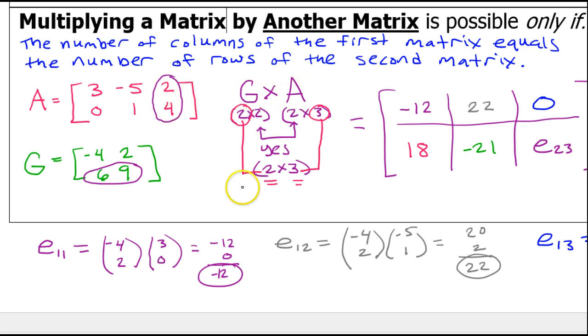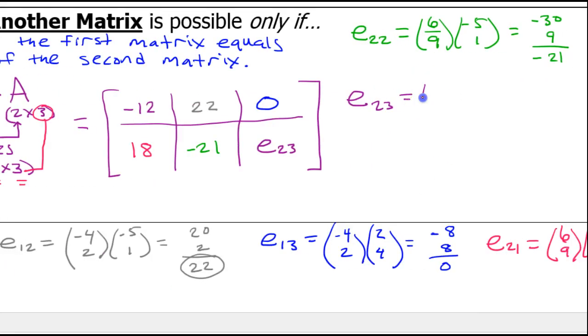All right, first, second. So 6, 9 and 2, 4. Okay, so that's 6, 9 and that is 2, 4. So that's going to give us 12 and 36. Put them together and you get 48. So that is the final element.